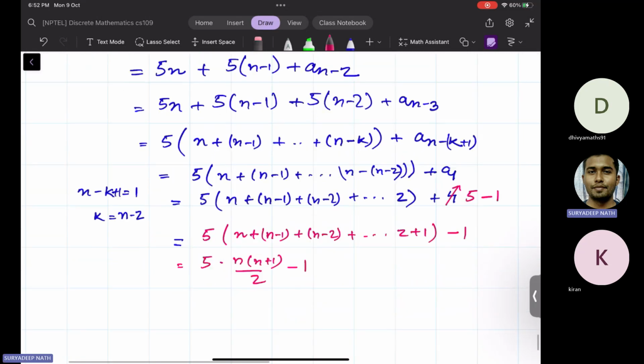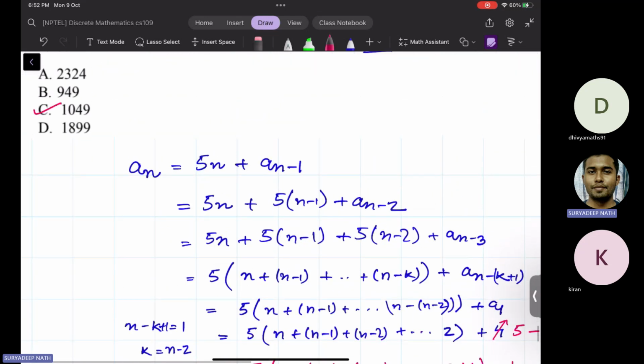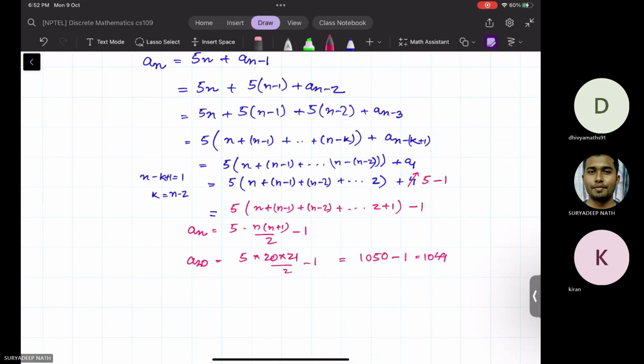And now this is a of n. So a of 20 would be 5 into 20 into 21 by 2 minus 1. So that is 1050 minus 1, that is 1049. So the right answer is option C. So option C is the right answer for this question.